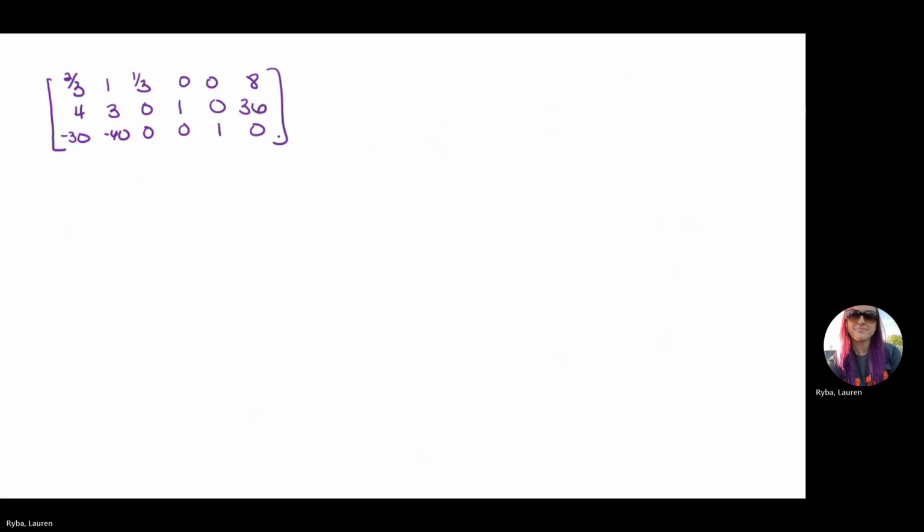Okay, so I'm going to change the first row. It's going to be 2/3, 1, 1/3, 0, 0, 8. And then I'm going to carry everything else down: 4, 3, 0, 1, 0, 36, and negative 30, negative 40, 0, 0, 1, 0. Okay, so I took row 1 and I divided by 3.